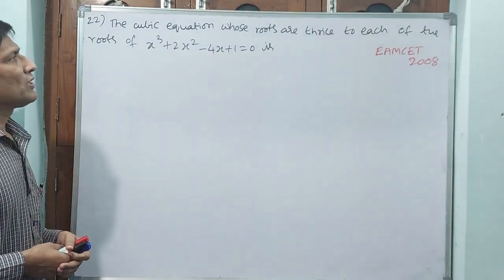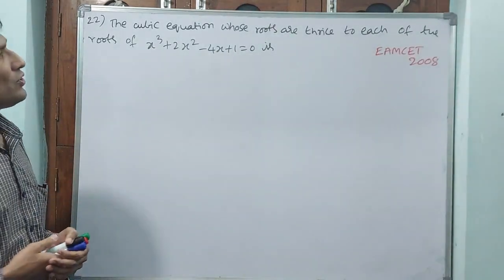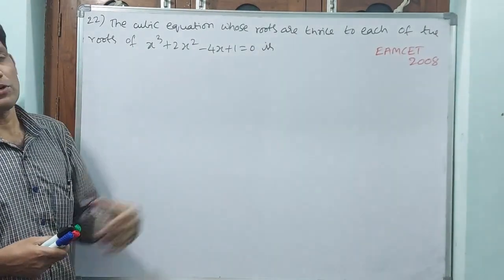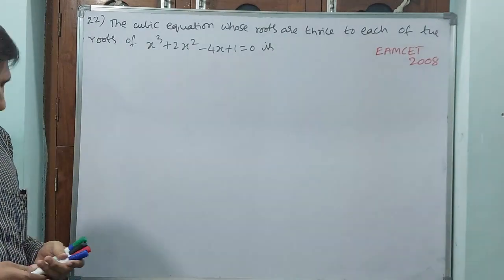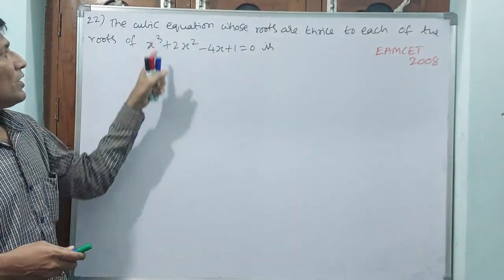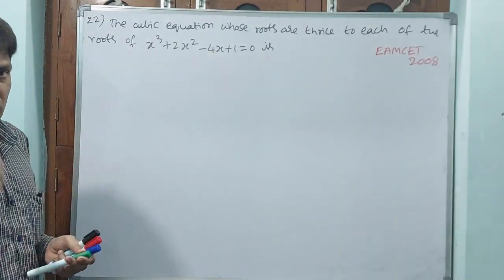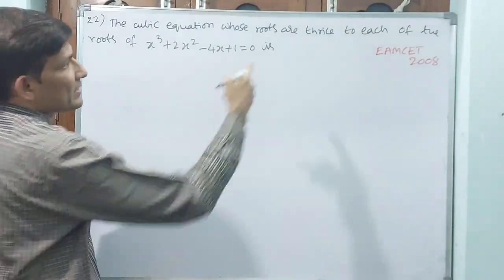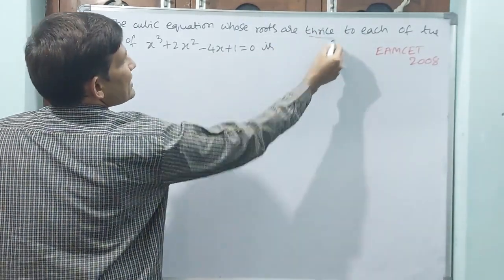The cubic equation whose roots are thrice each of the roots of x cube plus 2x square minus 4x plus 1 equal to 0 is. That is what they are asking. You see, the simple logic is like this. If they give thrice of this roots, you divide by 3. Thrice means divided by 3.